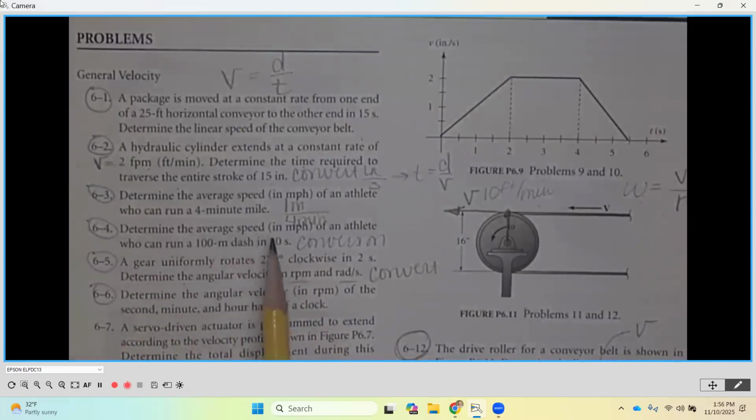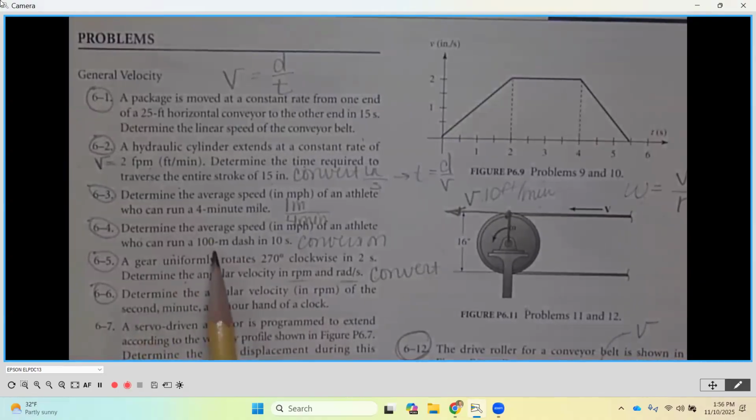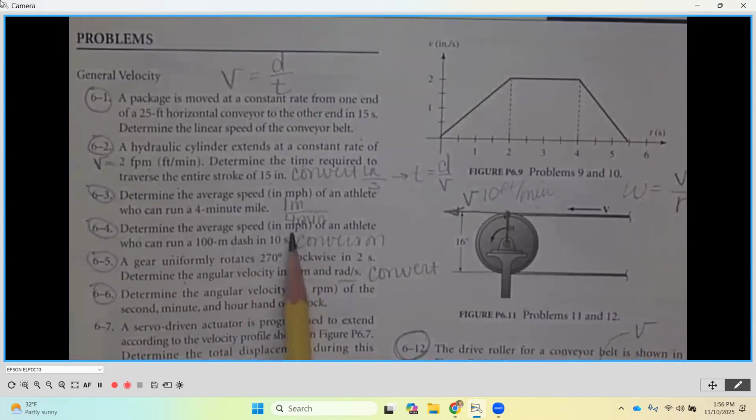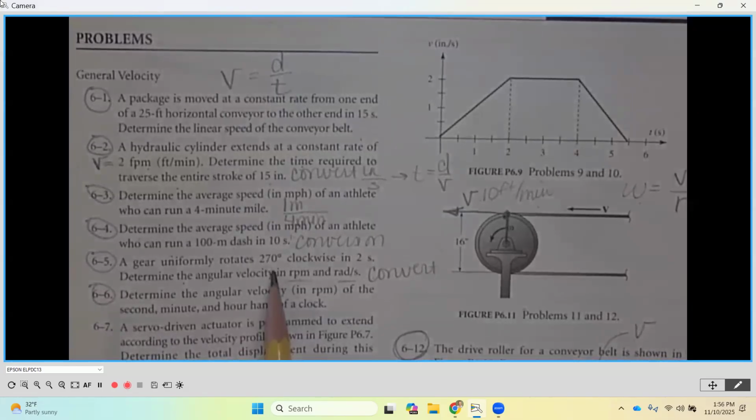The next one, determine the average speed in miles per hour of an athlete who can do a 100-meter dash in 10 seconds. That's another conversion. You're going 100 meters in 10 seconds. Now you've got to know, this is meters. You've got to get to miles, so you'll have to do a conversion for that. All right, again, ratio method. Ratio method.